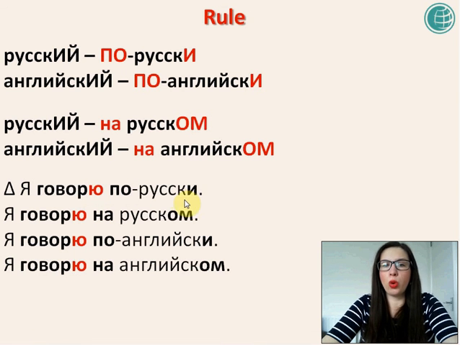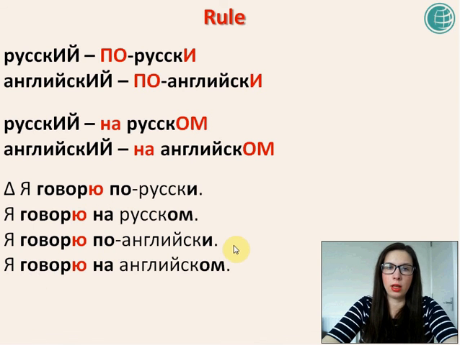Я говорю по-русски. Second option, я говорю на русском. Meaning is exactly similar. Я говорю по-английски. Я говорю на английском. I speak English. I speak in English. Something like this.